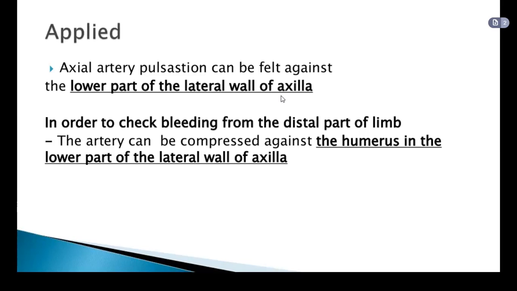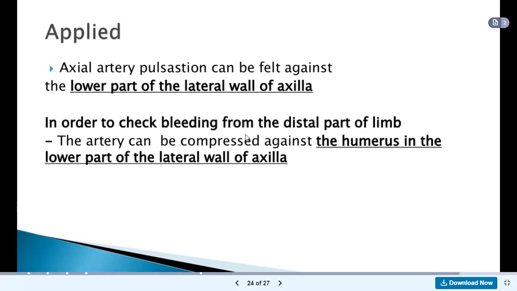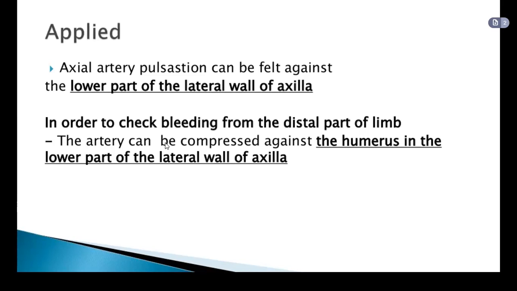Now, in order to check bleeding from the distal part of the limb, what you do is that the artery can be compressed. Imagine that there is bleeding from the distal part of your limb. See what will happen.